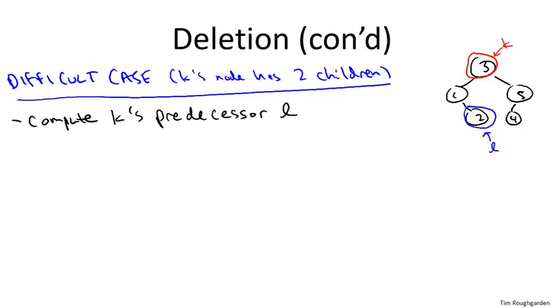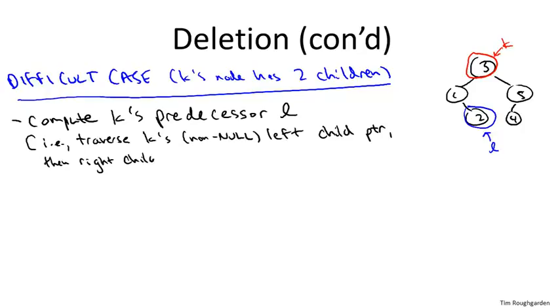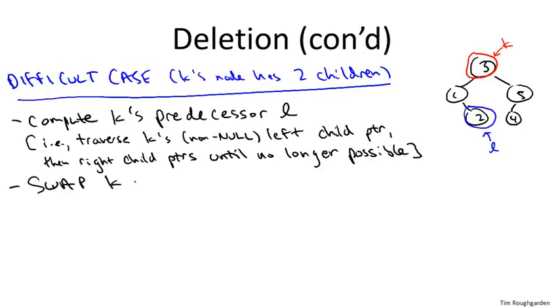Now what's cool is, because we only bother with this predecessor computation in the case where k's node has both children, we only have to do it in the case where it has a non-empty left subtree. So really, when we say compute k's predecessor l, all you've got to do is follow k's left child, that's not null because it has both children, and then follow right child pointers until you can't anymore, and that's the predecessor. Now here's the fairly brilliant part of the way you implement deletion in a search tree, which is you swap these 2 keys, k and l.